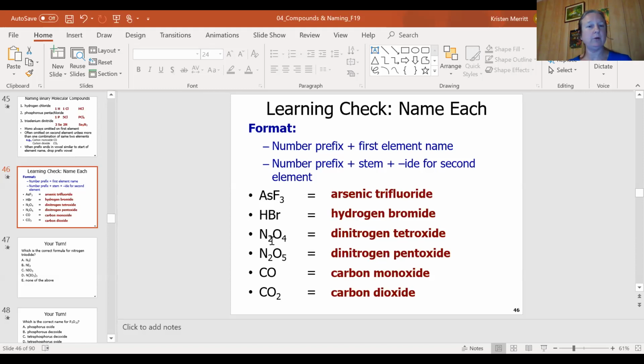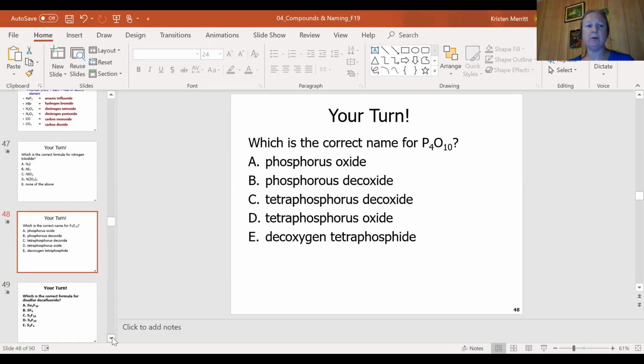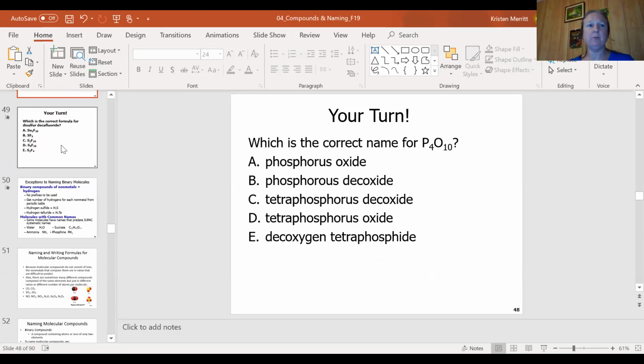And you treat it accordingly. So practice those. There is no charge on here. So it's dinitrogen. It's the first element, so we just say nitrogen. Tetroxide. You squash it together. So this just requires practicing. You should have plenty of homework.